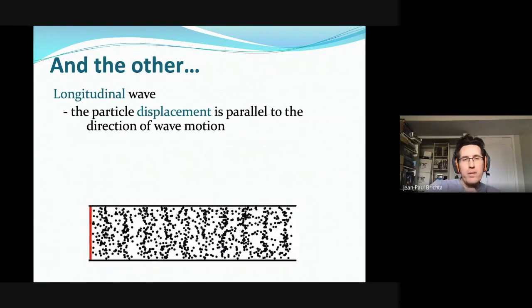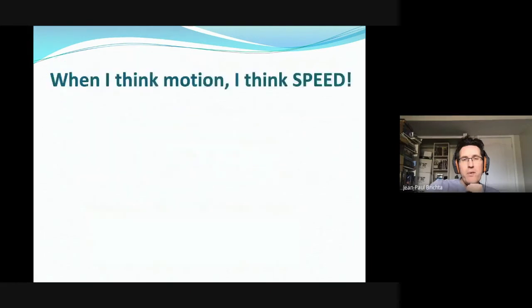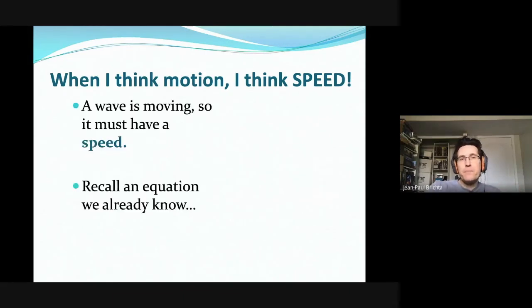So regardless of what kind of wave we're talking about, we want to come up with an equation which describes it. So we have this wave which is moving, and so therefore, since it's moving, it has to have a speed. So one of the very first equations that we talked about in this course is the idea that speed is a distance divided by a time.